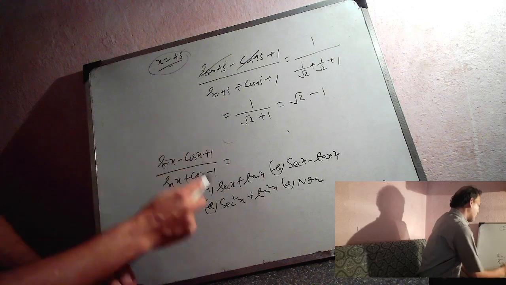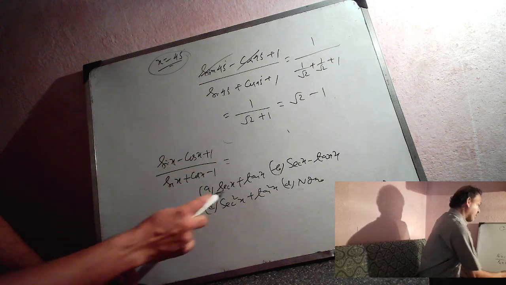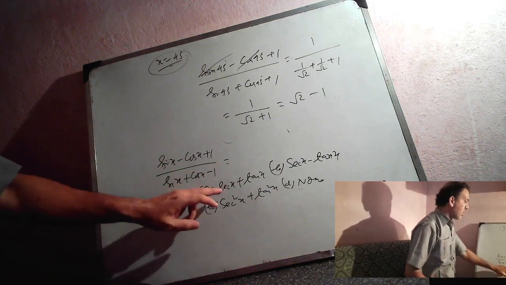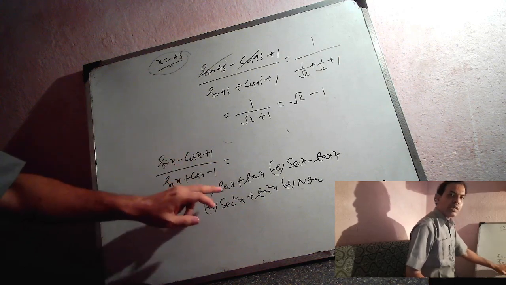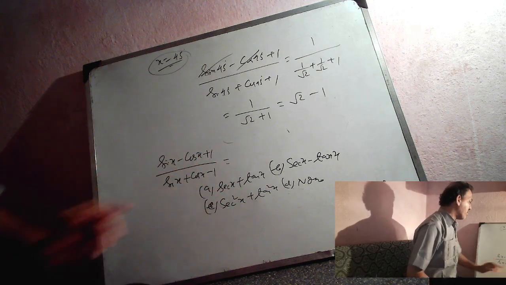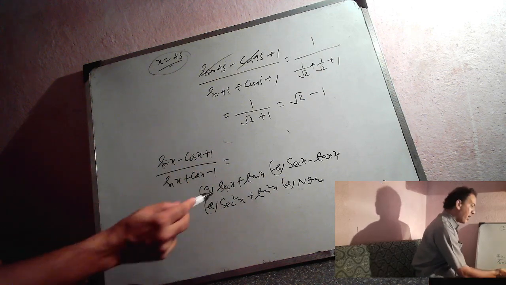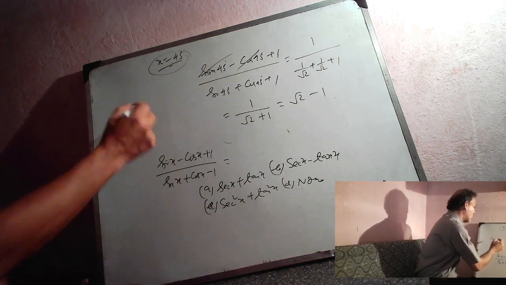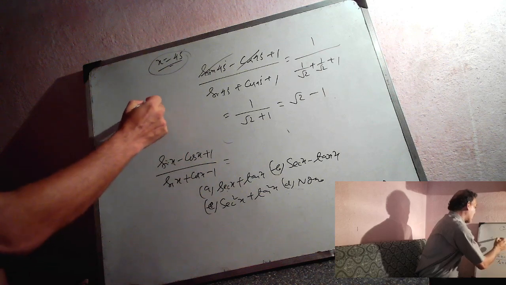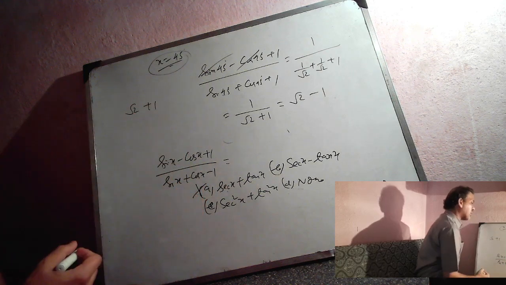Now if we put x equal to 45 degrees in option 1, what will happen? Suppose we are replacing x by 45 degrees, then option A will be sec 45. What is the value of sec 45? Root 2. This will be root 2, and tan 45 is 1. So option A is not correct.